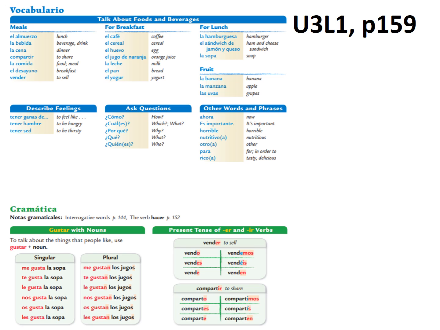Using gustar with a plural noun, they're using juices as an example. Me gustan los jugos. I like the juices. Te gustan los jugos. You like the juices. Le gustan los jugos can be he, she, you, or it likes the juices. Nos gustan los jugos. We like the juices. Os gustan los jugos. Y'all like the juices. Les gustan los jugos can be they or y'all like the juices.